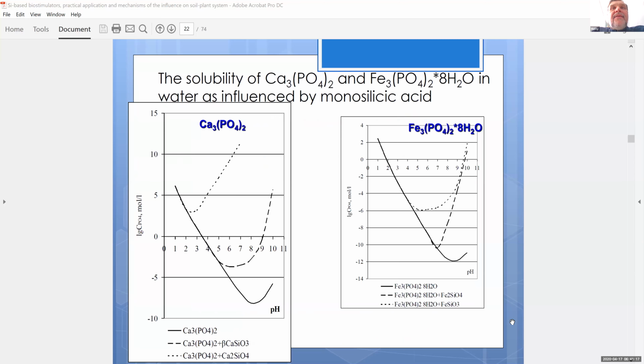And we conducted a lab test which verified that yes, if we increase the concentration of monosilicic acid in soil, we immediately increase the solubility of the calcium, iron, or aluminum phosphate. Next, please.